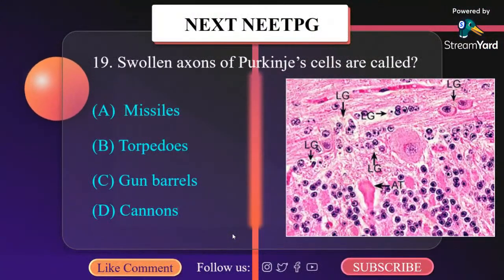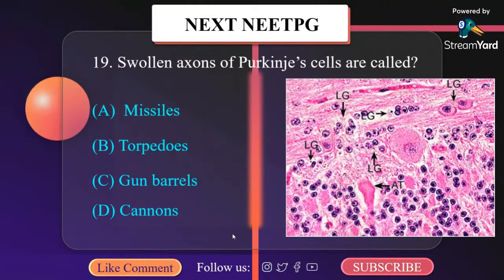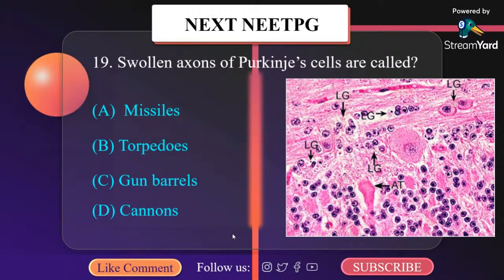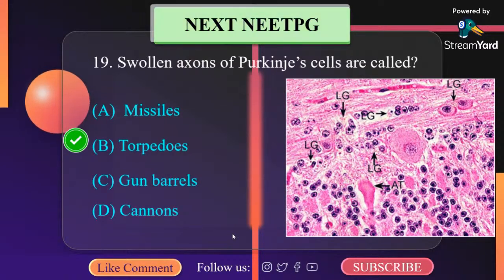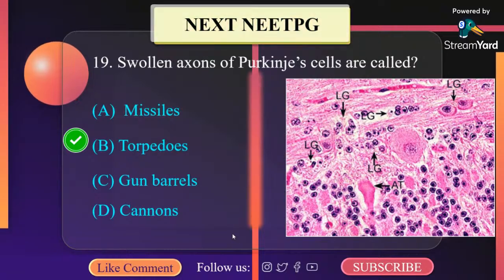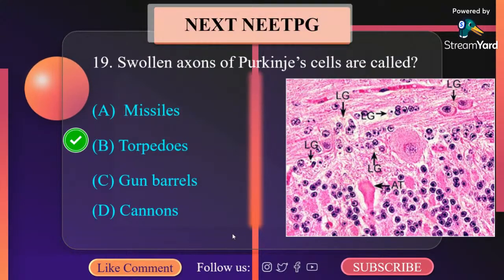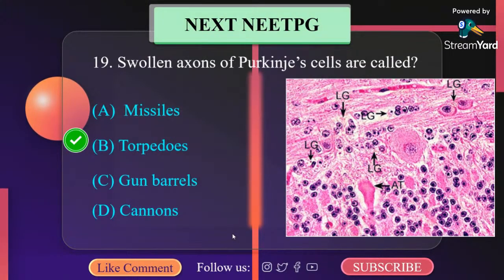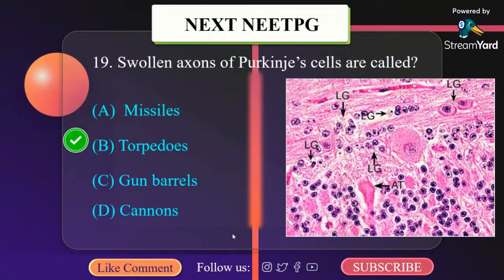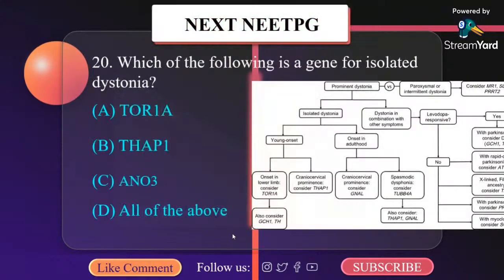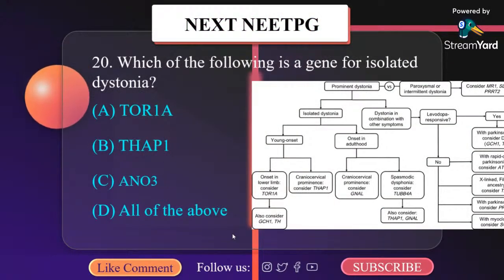Swollen axons of Purkinje cells you can see in the image. A. Missiles. B. Torpedo. C. Gun barrels. D. Cannons. It is torpedoes. Here you can see clearly the torpedoes in the figure. This is the axonal torpedo. Which of the following is gene for isolated dystonia? TOR1A, THAP1, ANO3. It is D, all of them.